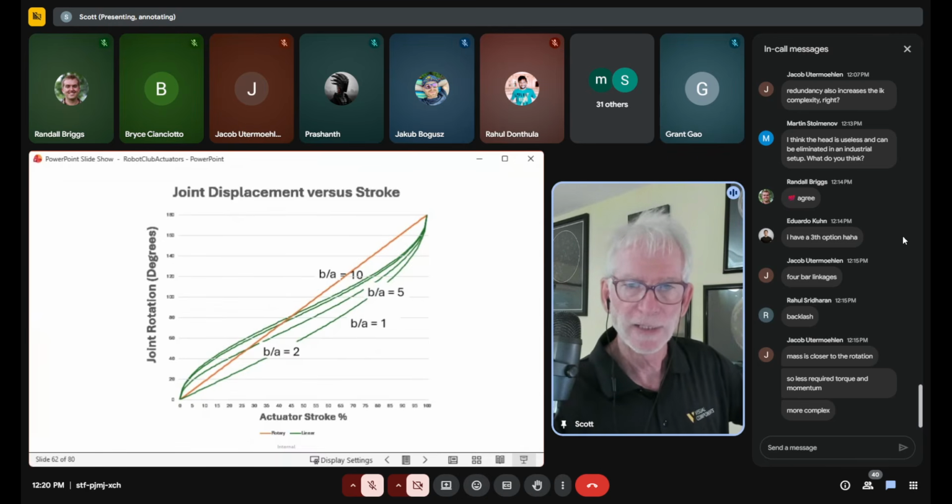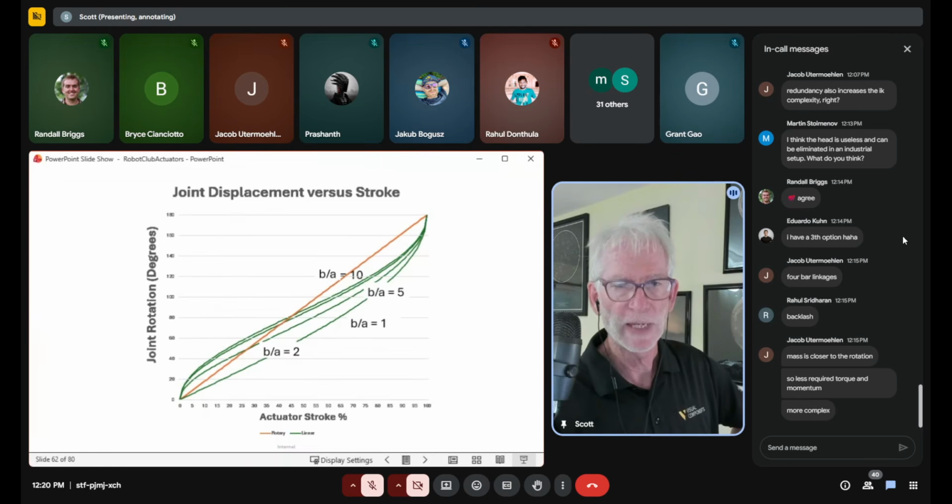So the orange line that you see here is showing a linearization. If your joint was actually a linear or a rotary actuator right there, then there's a one-to-one relationship between the rotation of that joint and the output that you see. These green lines that you're seeing here are showing the relationship between the output of the actuator and what's happening at your joint. And you'll see it's a nonlinear displacement.